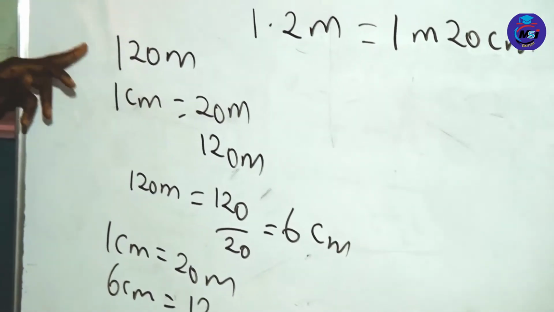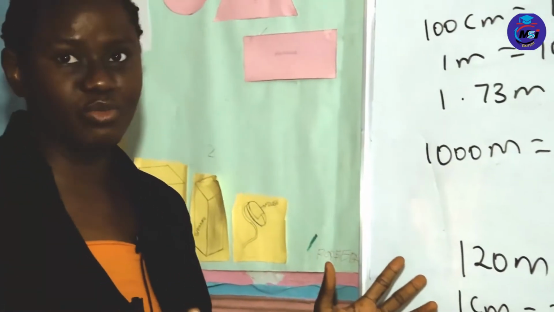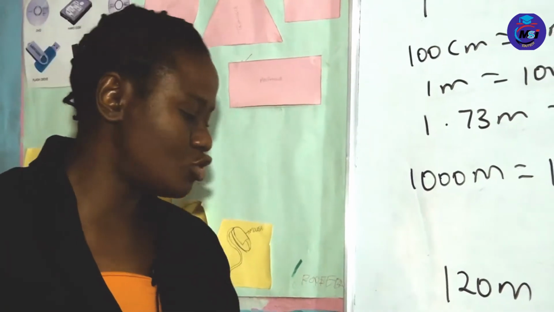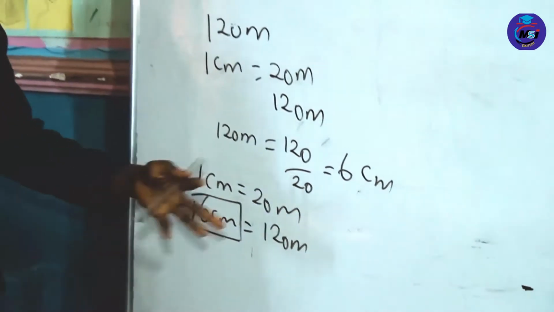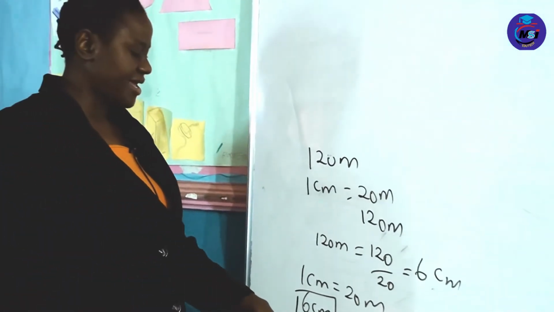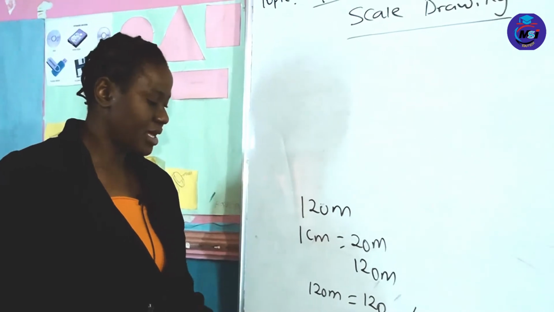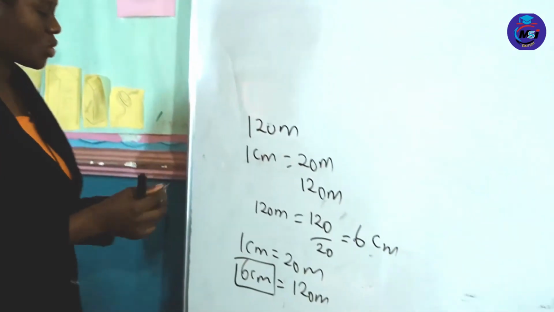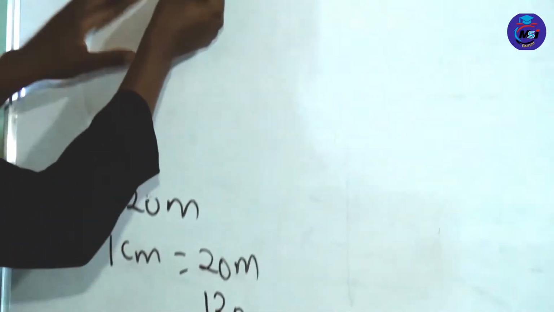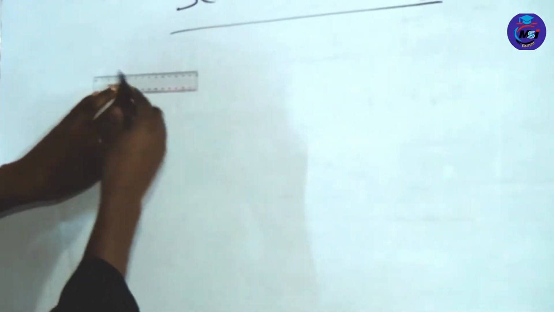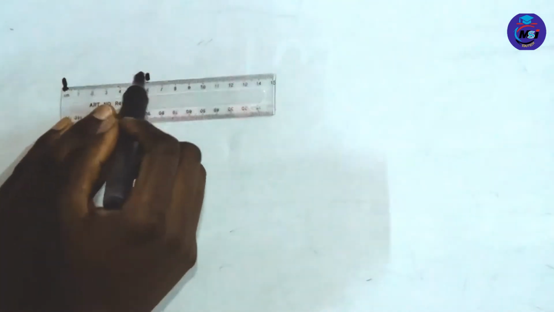So I could represent this height on paper by just drawing 6 centimeters. This will be far easier to represent, 6 centimeters on our exercise book rather than 120 meters. So what we need to do now is take a measure of 6 centimeters from our ruler, the 0 and the 6.